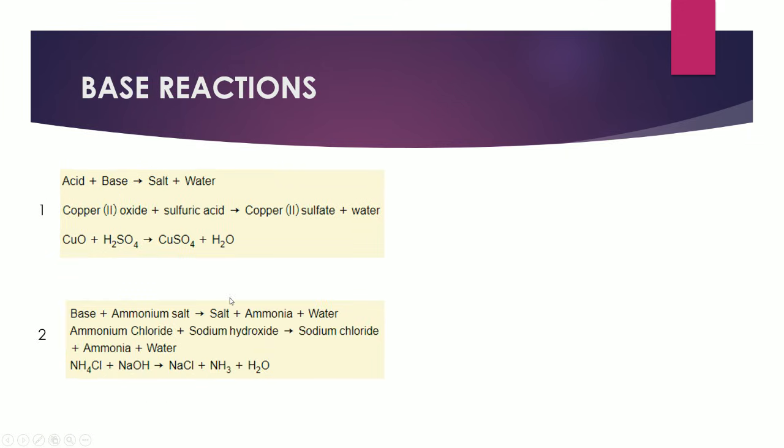When we take a look at bases, again we have neutralization, which we looked at before, but the only other thing you need to know is bases plus ammonium salts, giving you salt, ammonia, and water. So if you take ammonium chloride, which is the ammonium salt, and add that to sodium hydroxide, you'll produce sodium chloride as a result, along with ammonia and water.